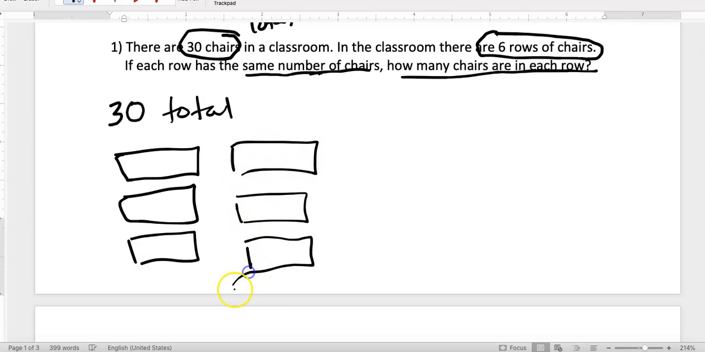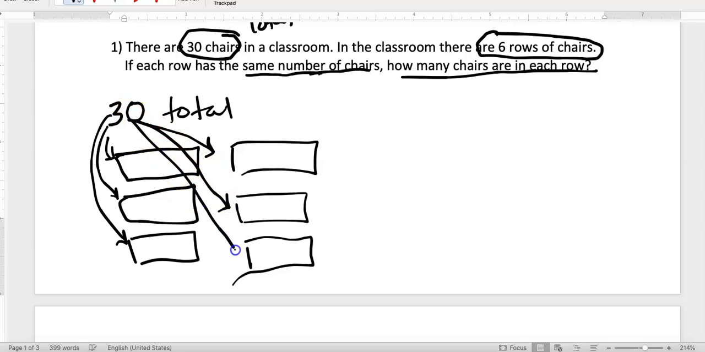Now, because we know our math facts a little better, we don't need to actually distribute this 30 into all of these rows, because we can simply create a division problem to figure out how many chairs are going to be in each row. However, I created this visual just so you can see and understand what we're doing. We have a total of 30 chairs, and we need to put them into equal groups. I need to put them into 6 rows. So that is a division problem: I can simply write 30 divided by 6 rows to figure out how many chairs are going to be in each row.